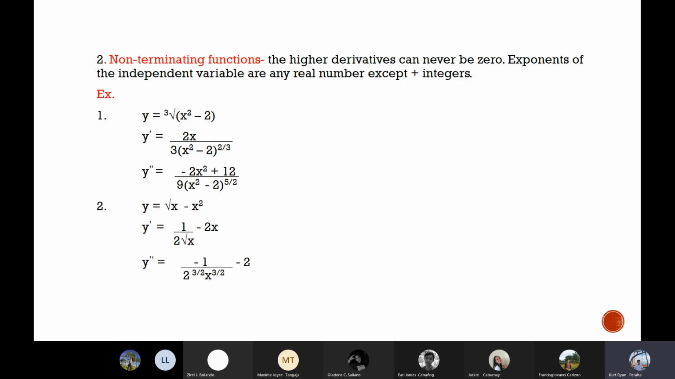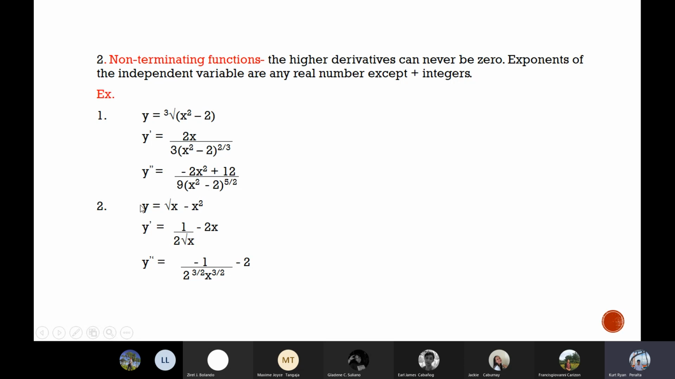So na-discuss naman na siya ganina. So the first derivative, kani siya ang results, ako na siyang solve: 2x over 3 multiplied by x squared minus 2 raised to the power of negative 2/3. So that's the first derivative of this function. And the second derivative, which is kani. So sorry. And it goes on guys hangtod sa kapila nimo siya i-derive. Bisag kapila nimo siya i-differentiate guys, di siya ma-zero, it can never be zero. And another example, which is y is equal to the square root of x minus x squared.